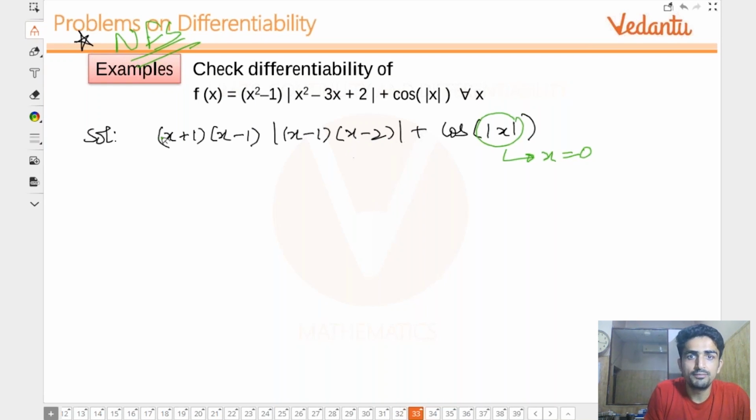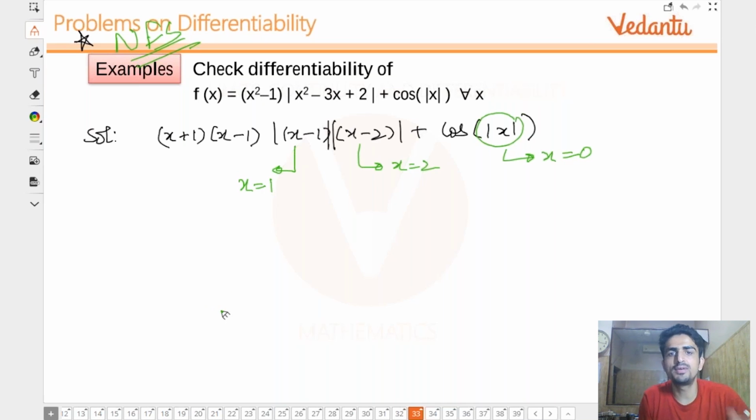Okay. We know the property of mod breaks over multiplication. So let me write it like this. x equal to 2 can create problem because we have mod of x minus 2. x equal to 1 can create problem because we have mod of x minus 1. The rest we do not have any point to be worried about. Any doubt in that?